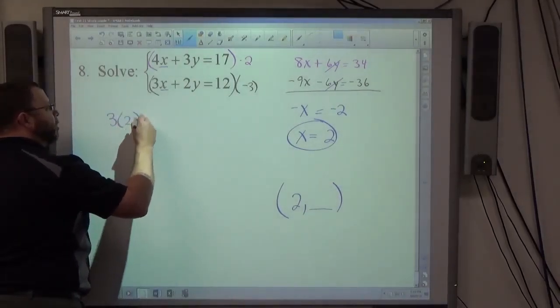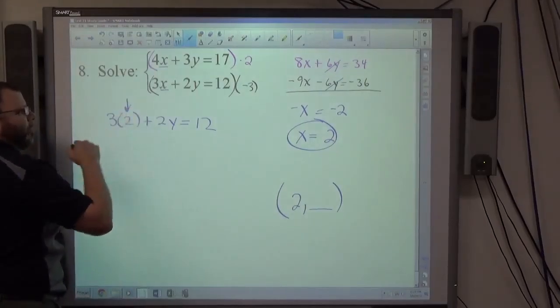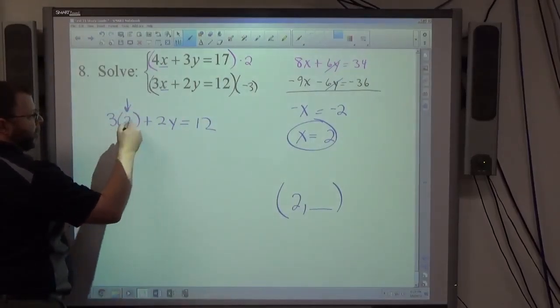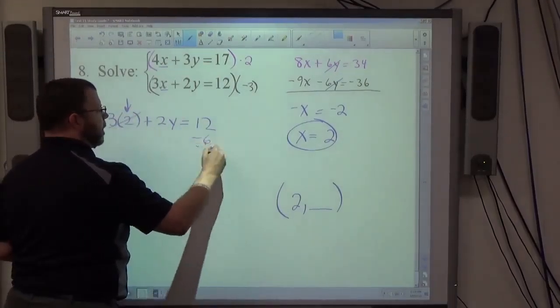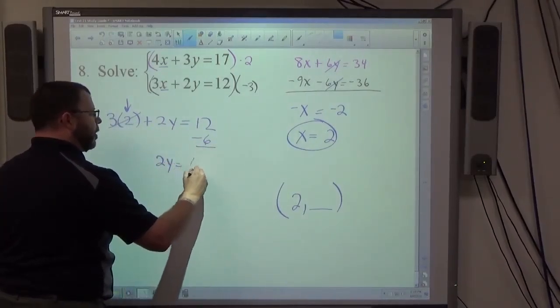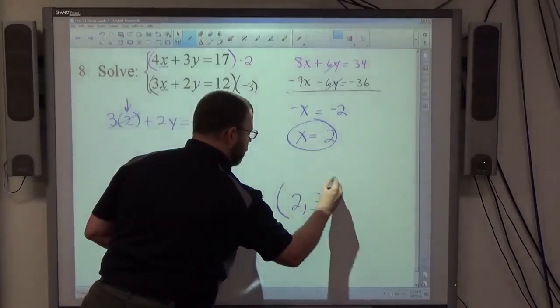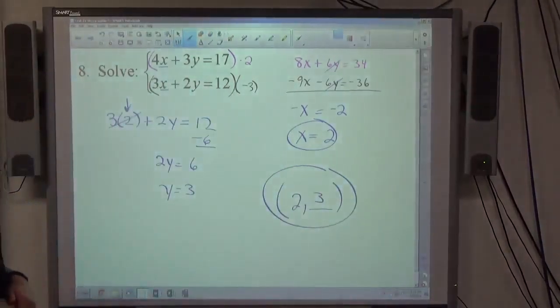3 times x plus 2y is equal to 12. Changed x to 2 because that's what x equals. 3 times 2 is 6. It's positive 6, moves across as negative 6. 2y is equal to 6. Divided by 2, y is equal to 3. And there's my ordered pair answer, 2 comma 3.